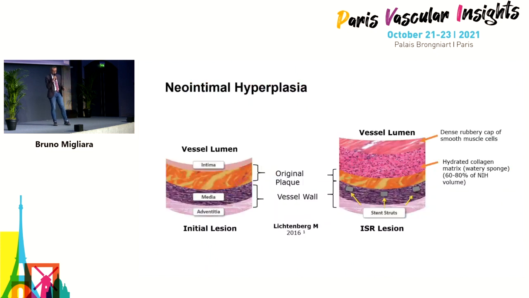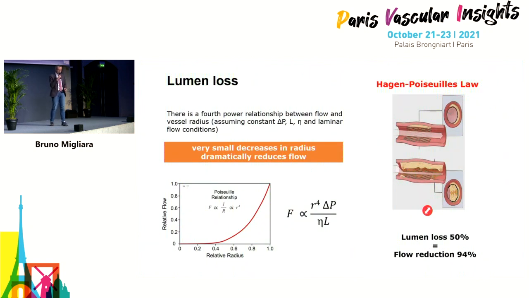Neointimal hyperplasia, we know well, is completely different than the de novo lesion. More than 80% is an extracellular component, and then at the beginning of our procedure, we have to remove this to improve the drug delivery at the level of the smooth muscle cells. And also the intimal hyperplasia is a reason of lumen loss, and if we apply the Hagen-Poiseuille law, this law shows that there is a 4-power relationship between the flow rate and the vessel radius. A lumen loss around 50% is a reason of flow reduction higher than 90%.